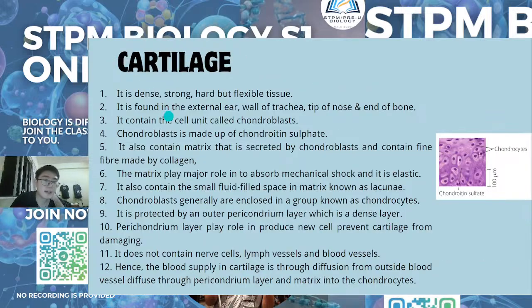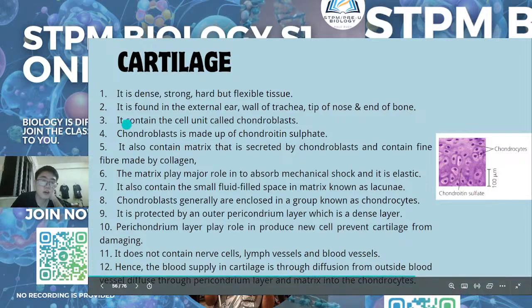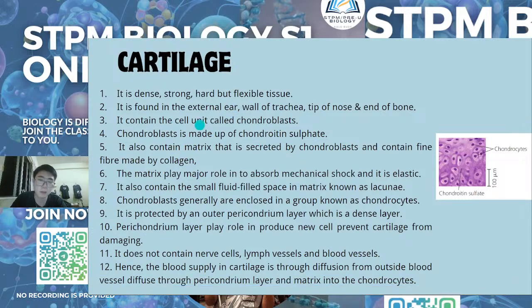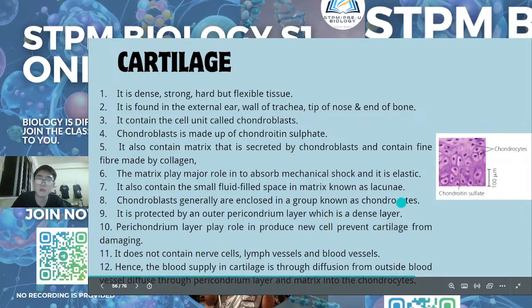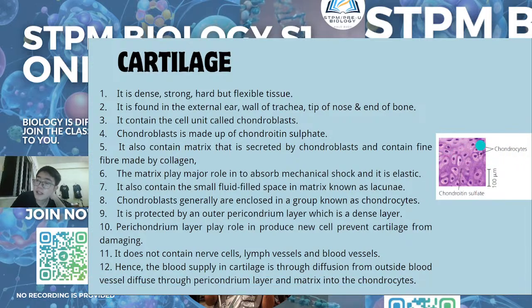Okay, so what is cartilage? These are all the structure descriptions you need to know. I don't want to explain with many sentences, saya tak suka. I just use diagrams. Saya banyak suka guna diagram. So actually for cartilage I just explain one two lah. Normally it is dense, strong and hard, but it is a flexible tissue. So compared to the bone, our bone is dense, strong, hard, but it is inflexible.